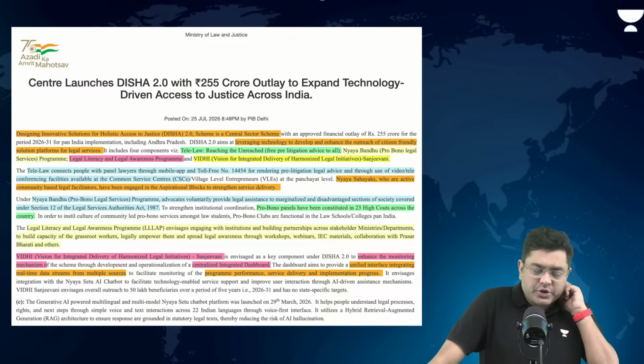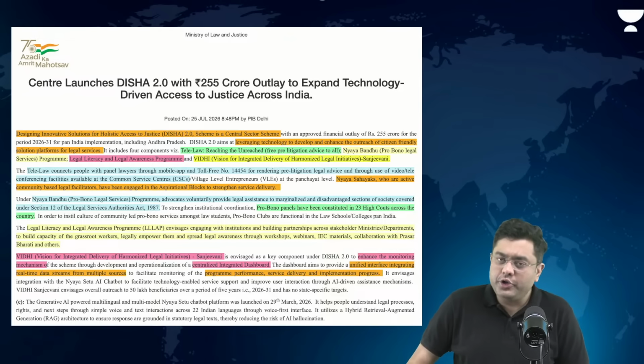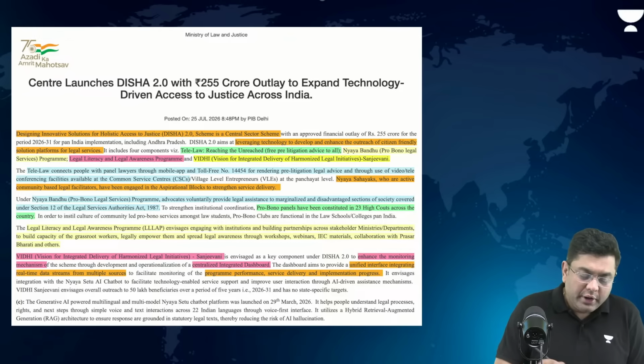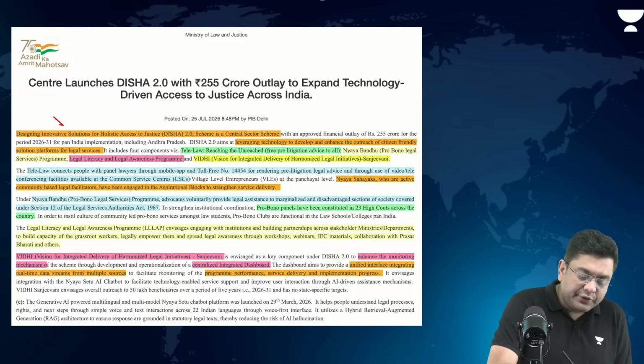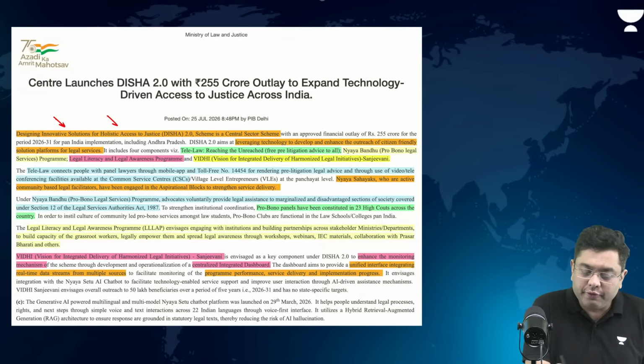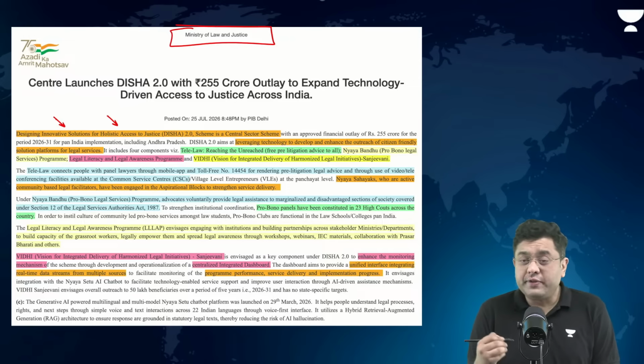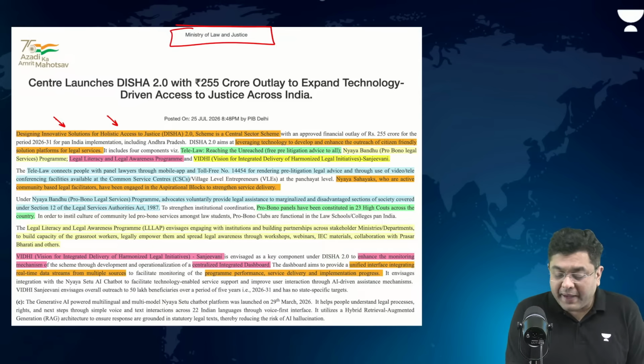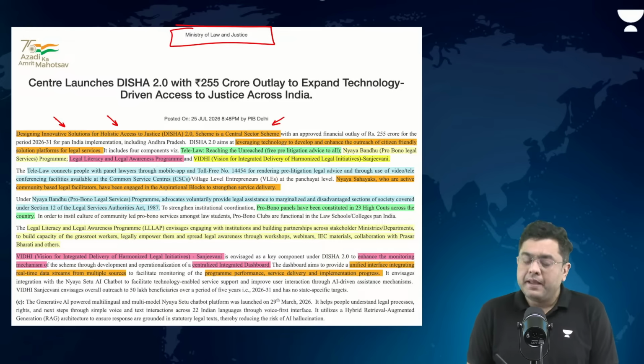Then coming to the last topic, Centre launches Disha 2.0. What is Disha 2.0? That is Designing Innovative Solutions for Holistic Access to Justice, launched by the Ministry of Law and Justice. What is the purpose of this? It is, by the way, a central scheme, right?